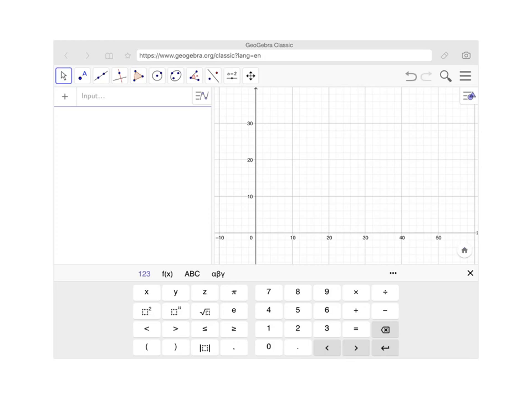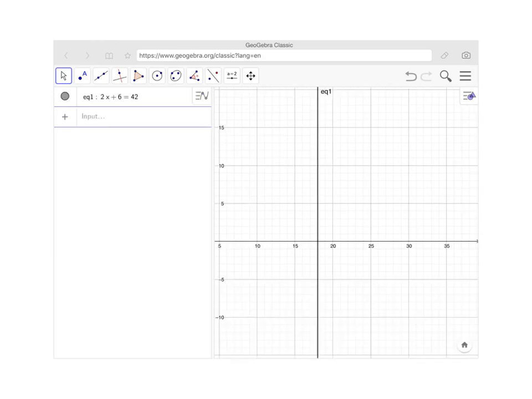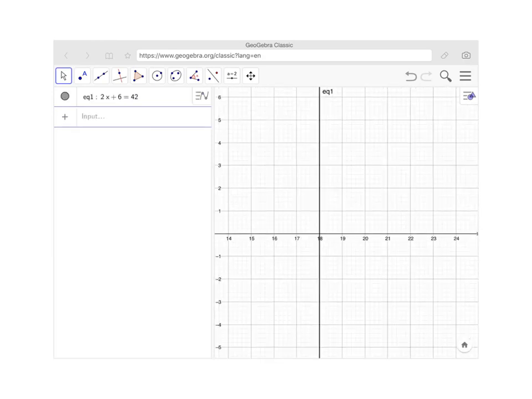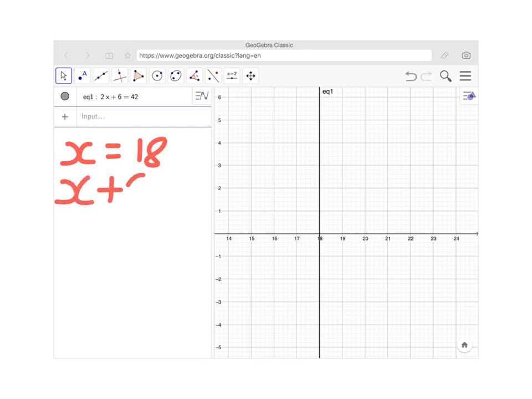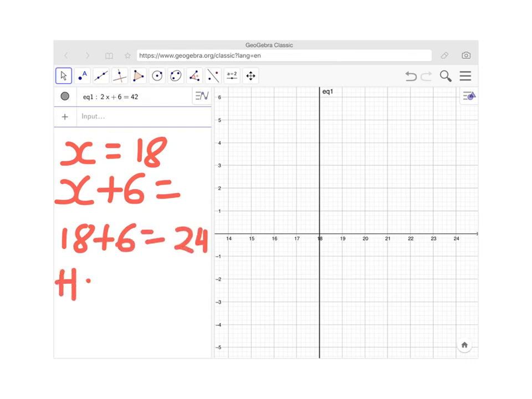Okay, so now we're going to check our answer on GeoGebra. So it was 2x plus 6 is equal to 42, okay? And if we zoom in here to check where the line is going through, it's going through 18, okay? So x is 18, and then we know if x is 18, x plus 6 is equal to 18 plus 6, which is equal to 24. Okay, so once again, we know Heather is 18, Bob is 24.